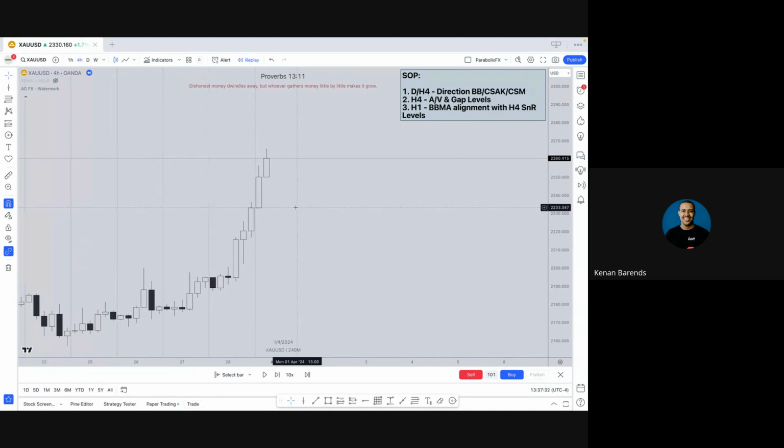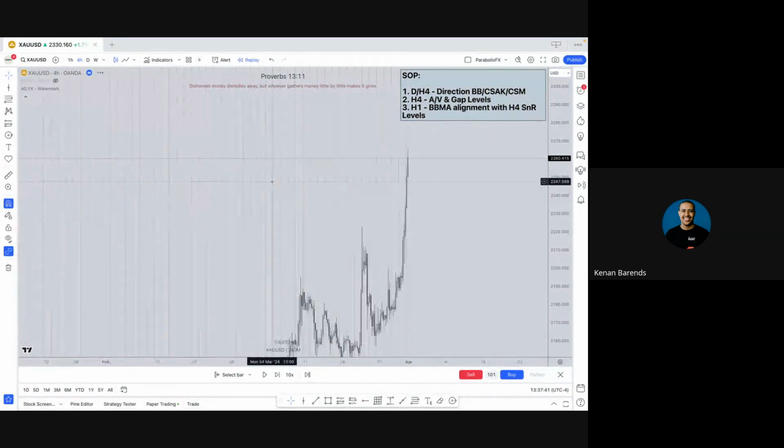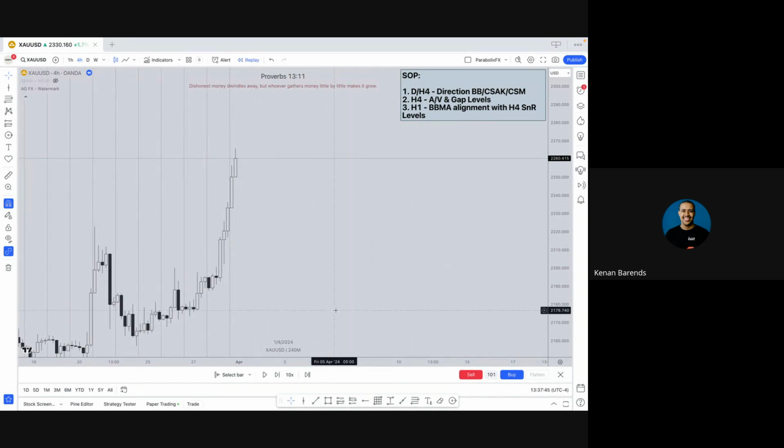Now, the next thing that we want to look at is, obviously, our SNR levels, right? So when I'm coming to the chart on this day, there's nothing on the left. I am marking my gap and my A and V levels.